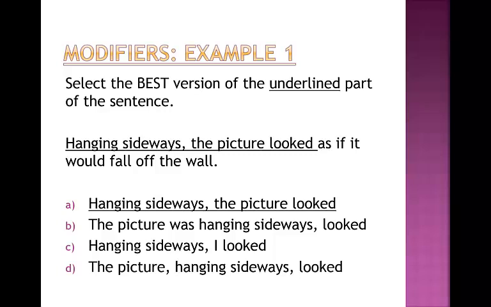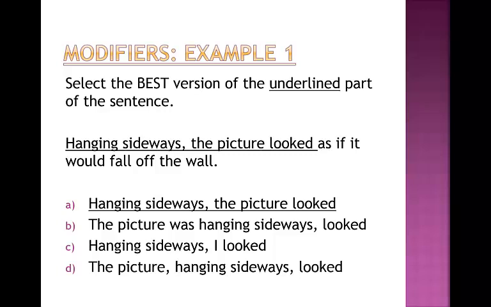And the reason for that is we've started the sentence with this phrase, hanging sideways, right? We kind of get the notion that something is hanging sideways, but we don't know what it is. Whenever you start off with descriptive words like this, and then there's a comma, the very next thing that comes has to be what is being modified. So hanging sideways is the modifier, and it is modifying the word, the picture, right? So we could rearrange this sentence and say, the picture looked as if it would fall off the wall because it was hanging sideways. And it makes the same sense.